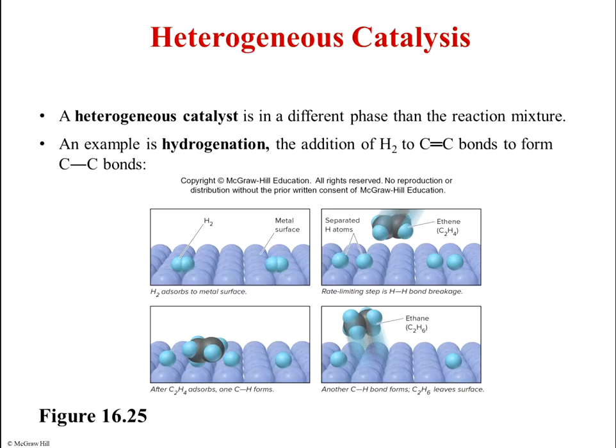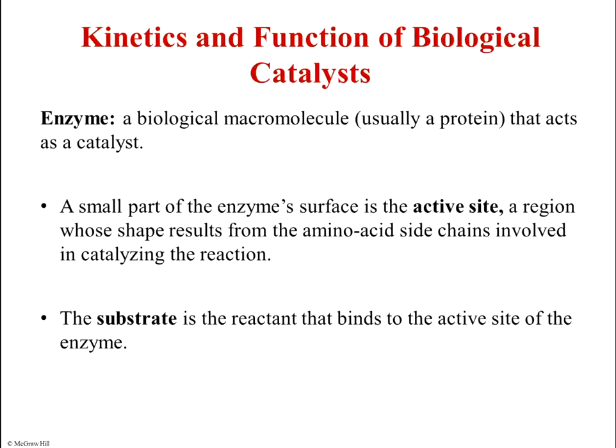And when the molecules collide on the surface, the metal surface allows the atoms to break up temporarily. And once they break up, they can move around on the surface and recombine to form your more stable product, ethane. An important set of catalysts are like the ones we talked about earlier, the ones in your body. And these are biological catalysts.